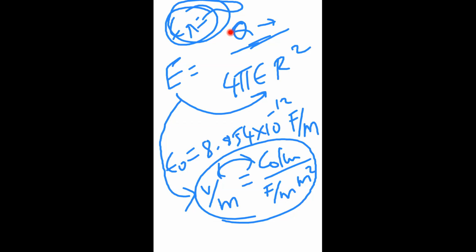So please, today try to prove this as homework. Prove that volt per meter is equal to coulomb per farad per meter and meter square. Try to prove this unit.